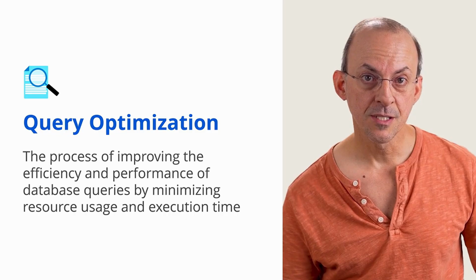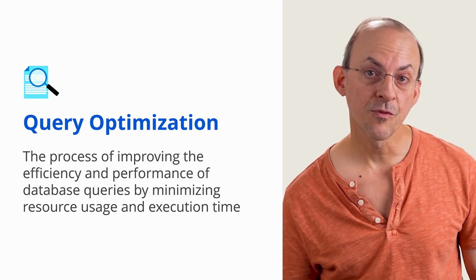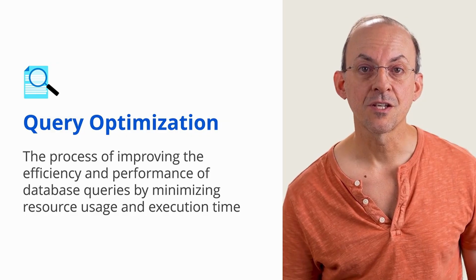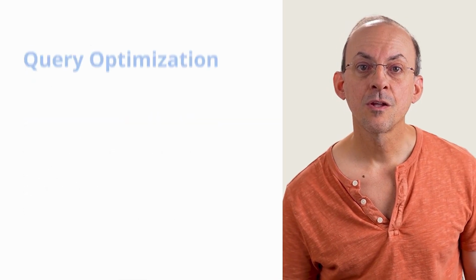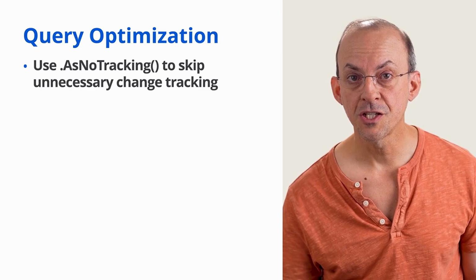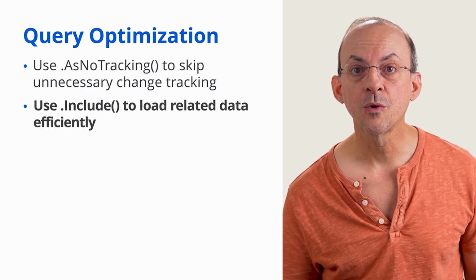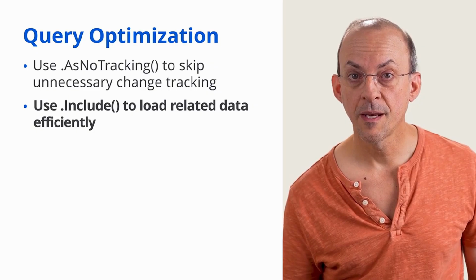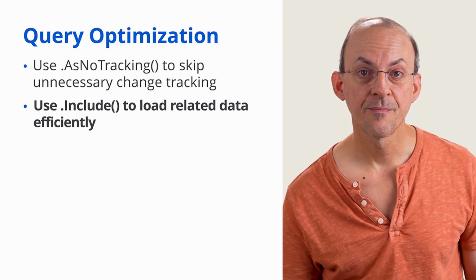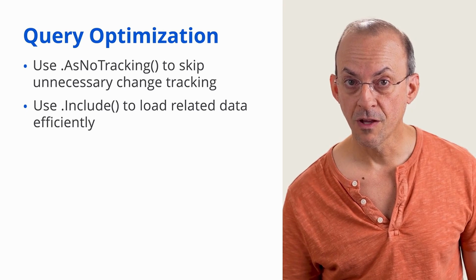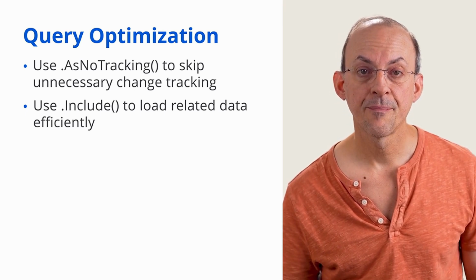Query optimization is the process of improving the efficiency and performance of database queries by minimizing resource usage and execution time. You'll use tools like .AsNoTracking to skip unnecessary change tracking and .Include to load related data efficiently. This will reduce extra work and make queries run faster and cleaner. These optimizations help prepare your API to serve large amounts of data with less strain.